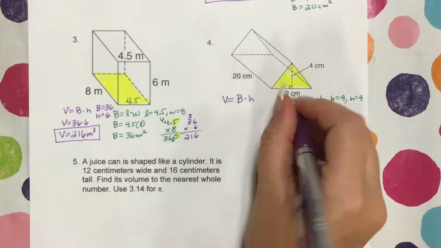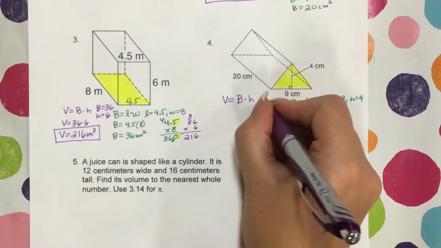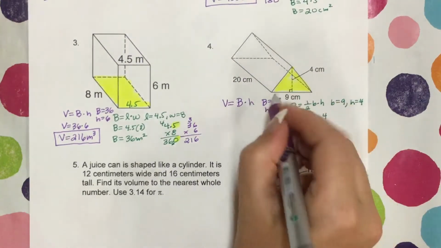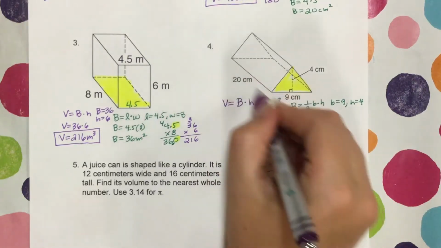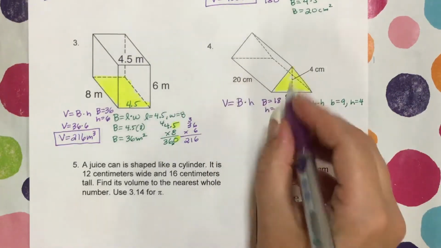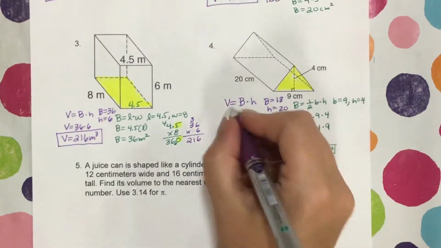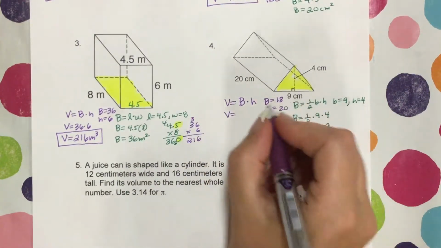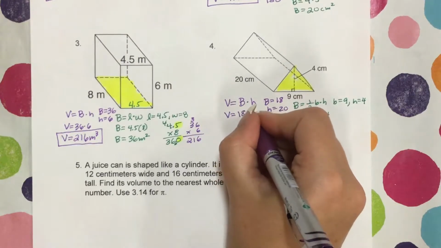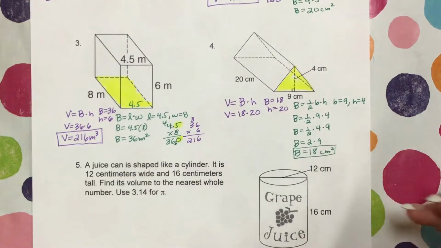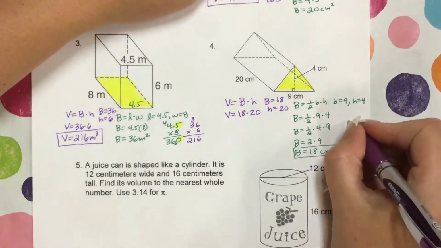So going back to the volume, the area is 18. The height is right here. The height of this figure is 20. So we're going to substitute in the values. We get the volume equals 18 times 20. And then I just need to go ahead and do that math. I'm going to do it off to the side here.